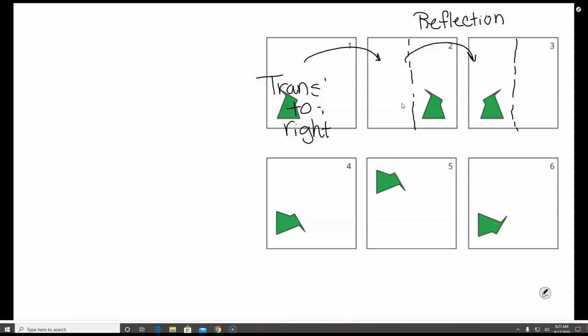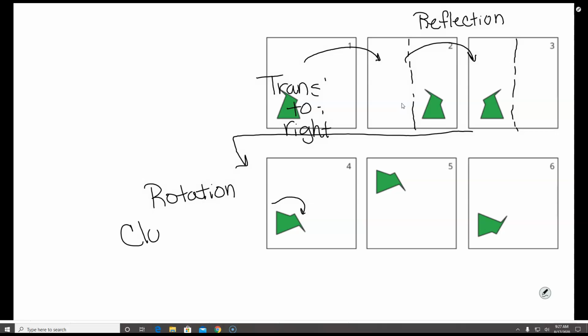Now, from 3 to 4, what happened here? It's going to be that rotation again. So we're going to call this a rotation. But remember, we always have to get the direction. What direction was it going in? It was going this direction, and that would be clockwise.